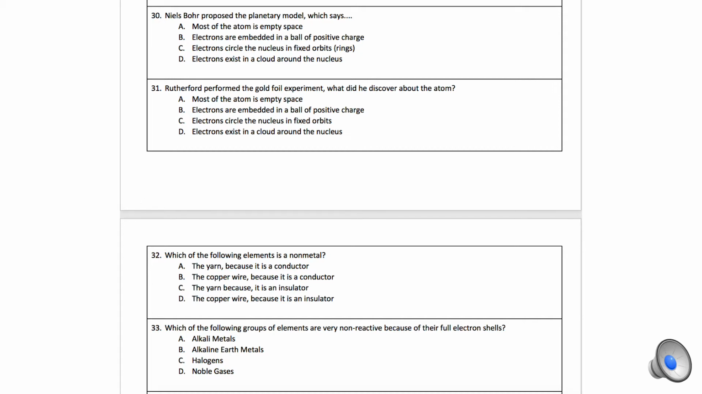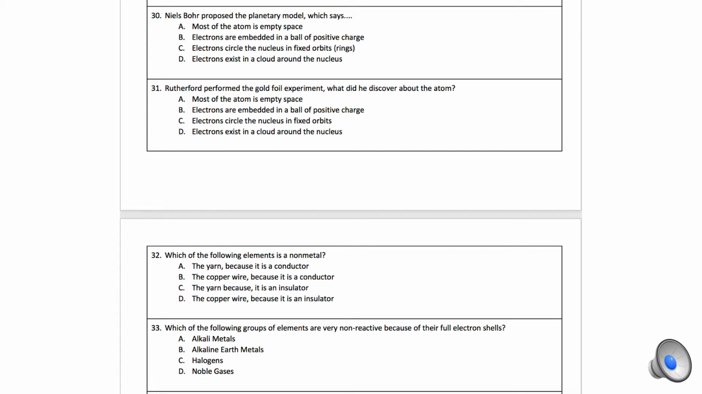Number 32. Which of the following elements is a nonmetal? A, the yarn because it is a conductor. B, the copper wire because it is a conductor. C, the yarn because it's an insulator. Or D, the copper wire because it is an insulator.